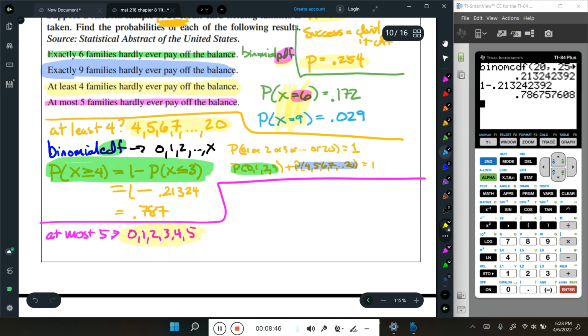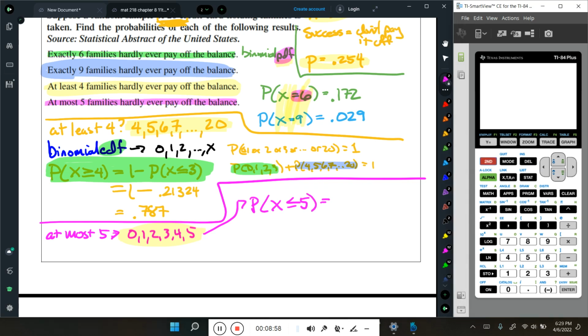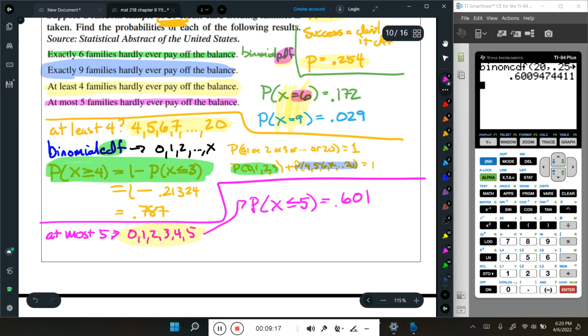That's just the Binomial CDF command. So I'm just going to say that's going to be the probability that x is less than or equal to 5. So come over to the calculator, distribution, CDF command, because I want from 0 all the way up to 5, still 20 trials, still 0.254, but now I want it up to 5, and I get 0.601, so a 60.1% chance.